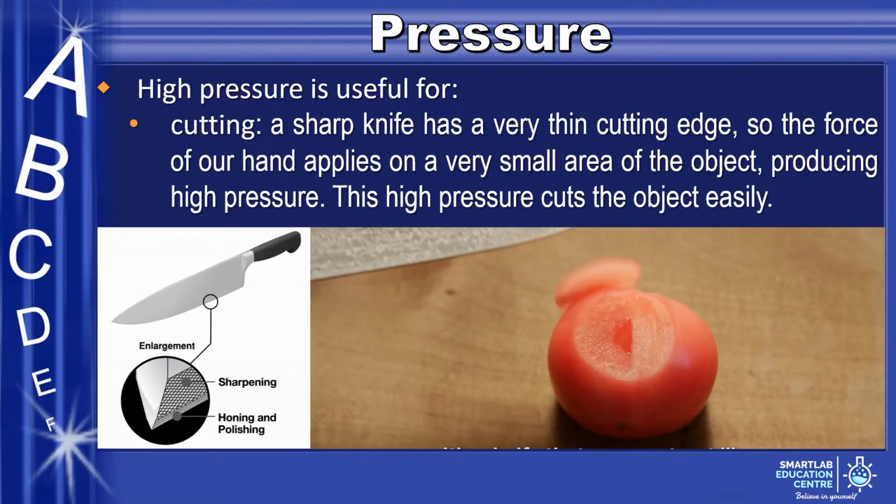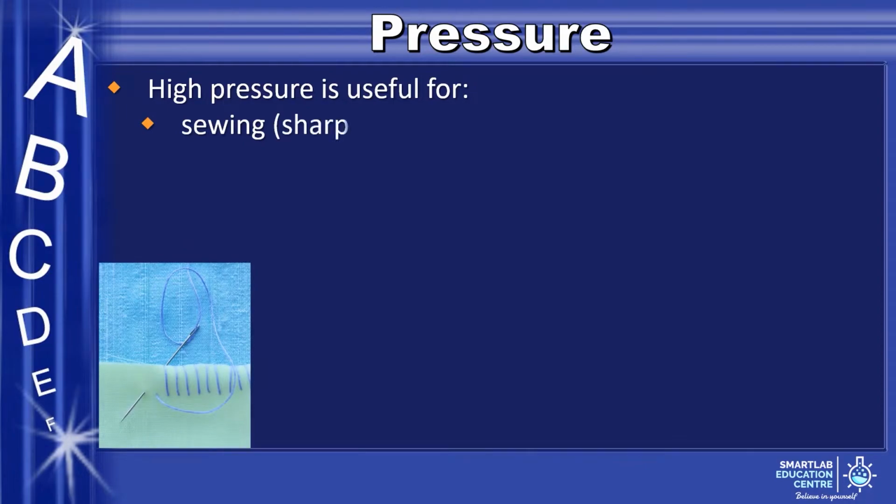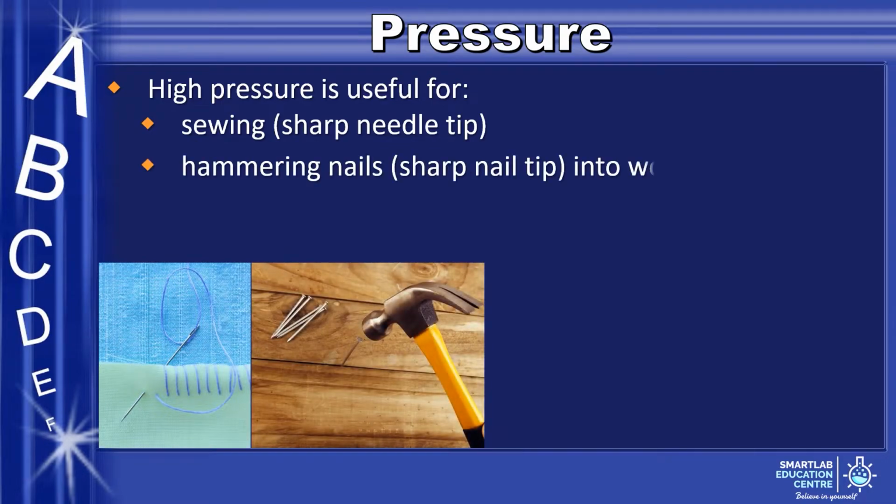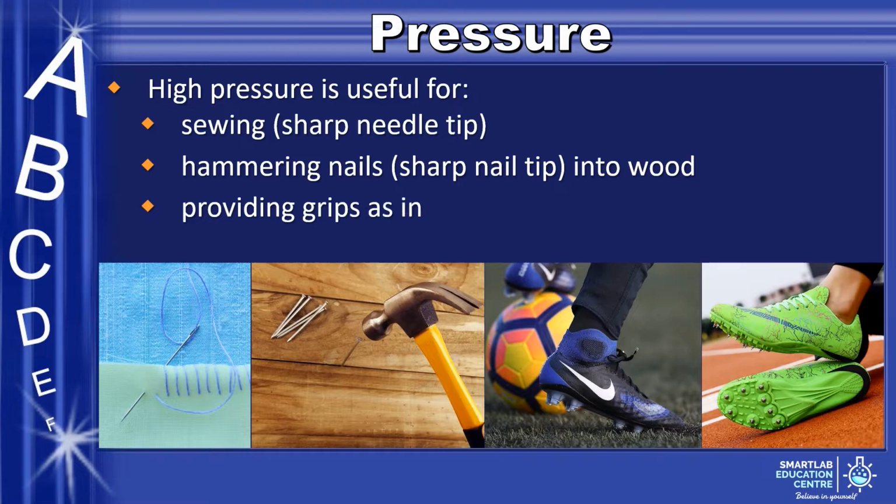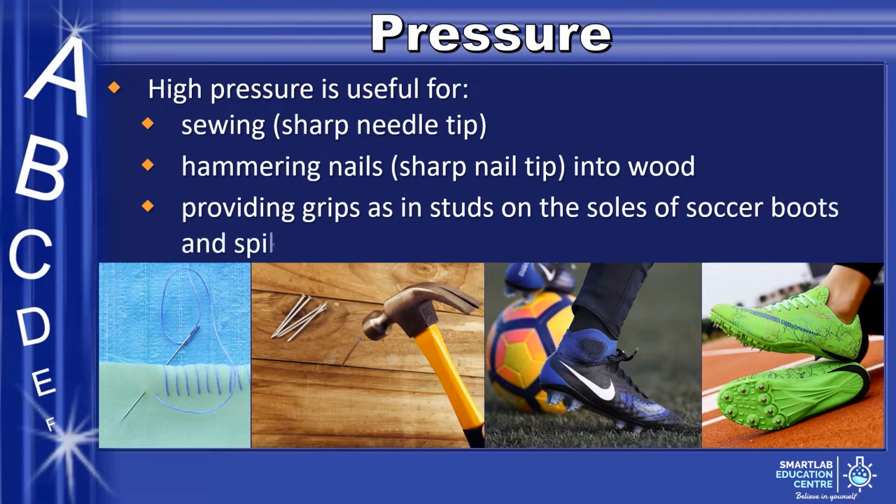When sewing, the sharp needle tip applies a very high pressure onto the cloth, allowing the needle to poke through the cloth easily. When hammering nails into wood, the sharp tip of the nail applies a very high pressure onto the wood, allowing the nail to pierce the wood. The studs on the soles of soccer boots, and spikes on the soles of a runner's shoes, create high pressure on the ground, so that the studs and spikes are lodged onto the ground, providing grips.